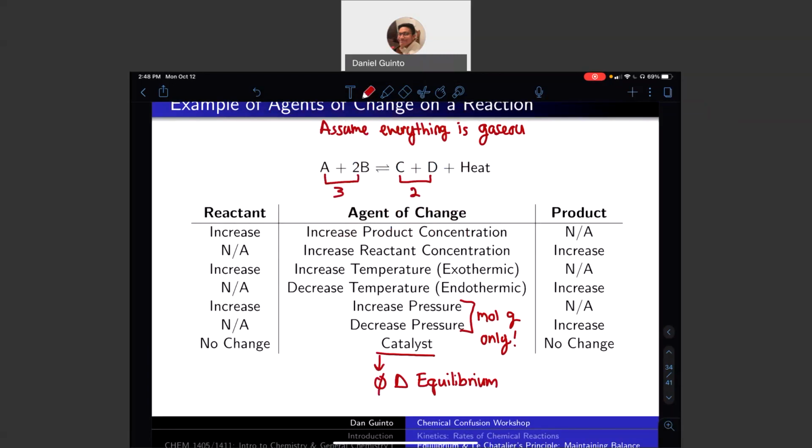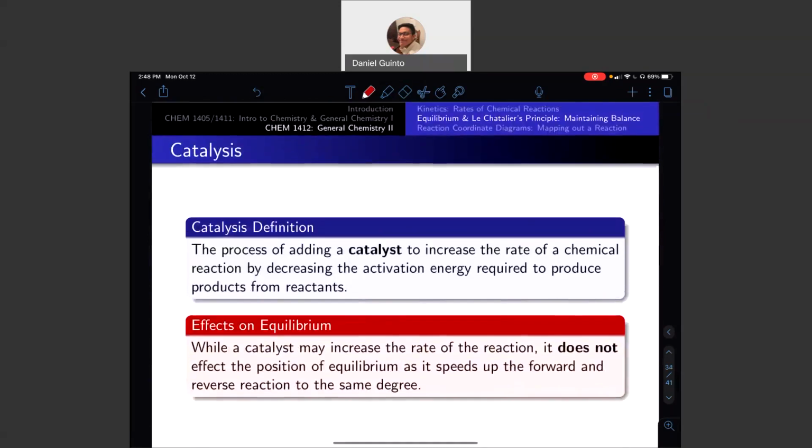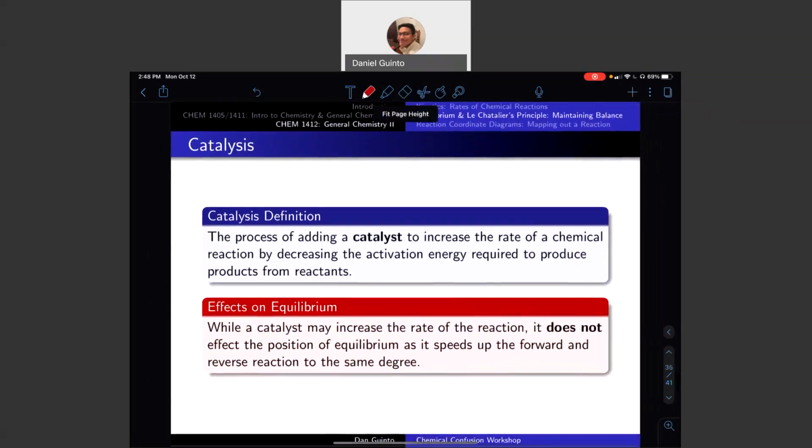Okay, so now let's actually talk about what catalysts do. Catalysts go through what we call catalysis. The process of catalysis is basically just adding a catalyst to increase the rate of a chemical reaction by decreasing the activation energy required to produce the products from said reactants. So again, as we talked about earlier, its effects on equilibrium: while a catalyst may increase the rate of reaction, which only talks about kinetics, it does not affect the position of equilibrium as it speeds up the forward reaction and the reverse reaction to the same degree.